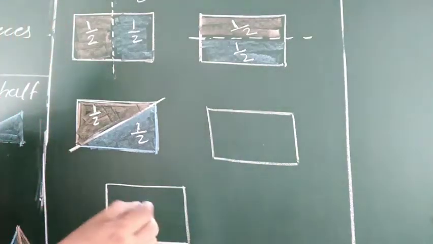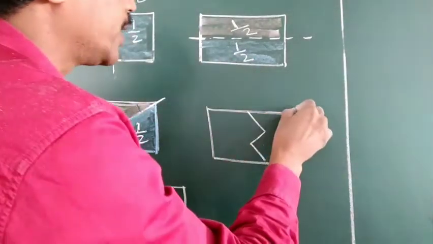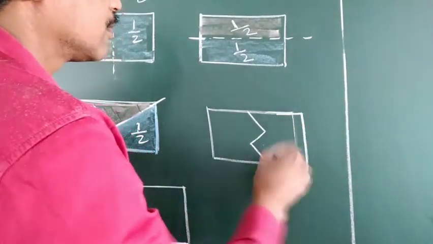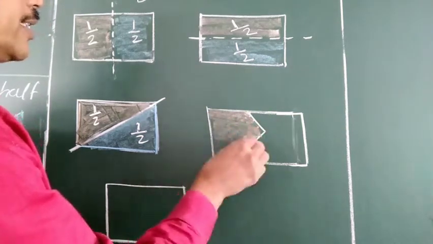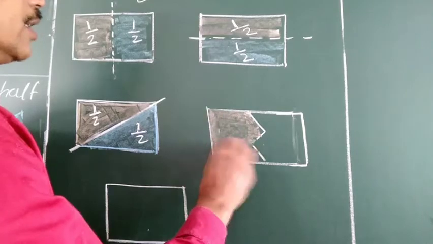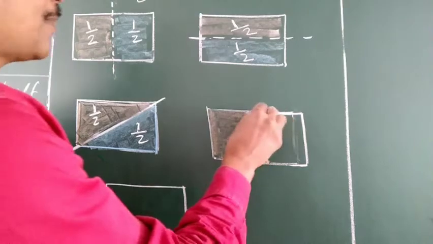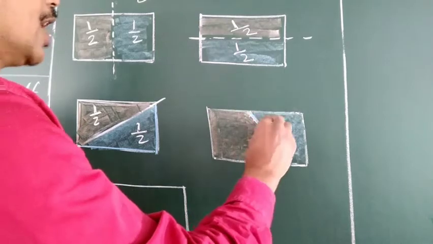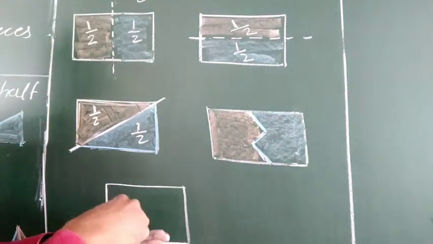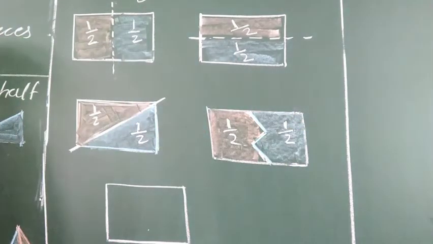This way also we can draw it here. See, this is one more way to cut this rectangle shape into half. So when you cut like this, see, both parts are equal, means each part is half of this whole shape. So this is one half and this is another half. So this is one more different way of cutting a rectangle into half. So we can write here, this is one half and this is one half, and these two halves make one whole shape.